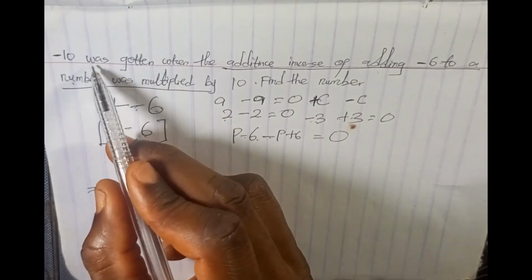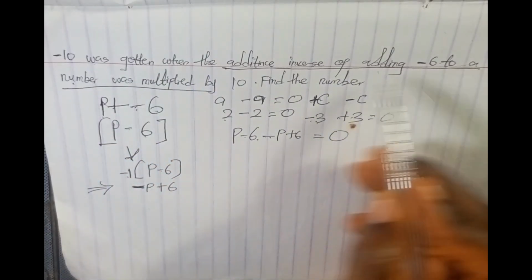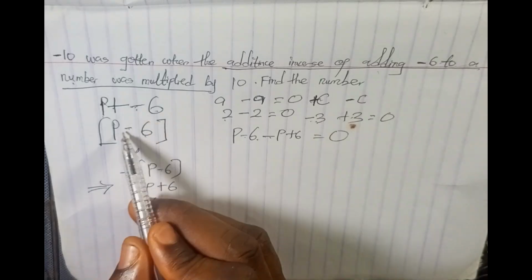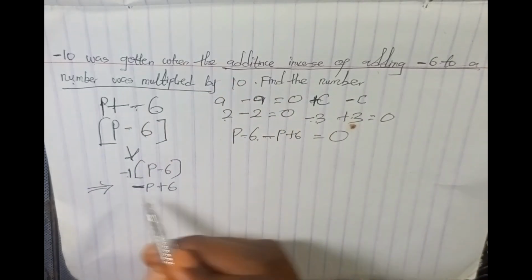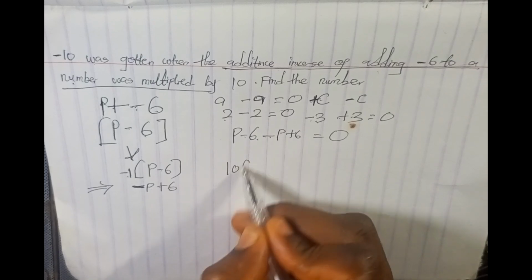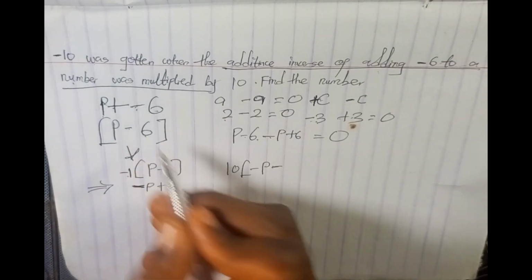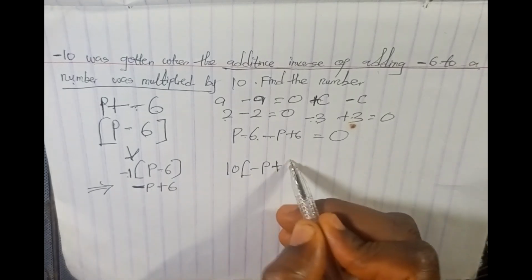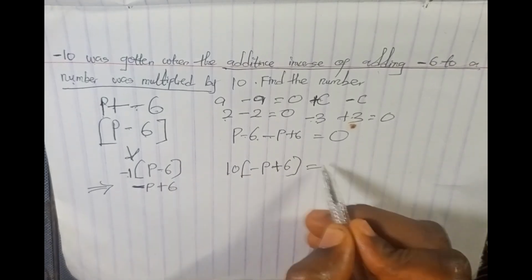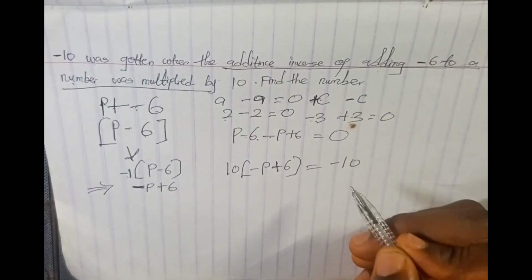Now, they say that minus 10 was gotten when the additive inverse of adding minus 6 to a number, that's the additive inverse of p minus 6, was multiplied by 10. So when I multiply the additive inverse of p minus 6, which is minus p plus 6, by 10, it will definitely give me this minus 10. That's what the question is saying. I hope it makes sense.